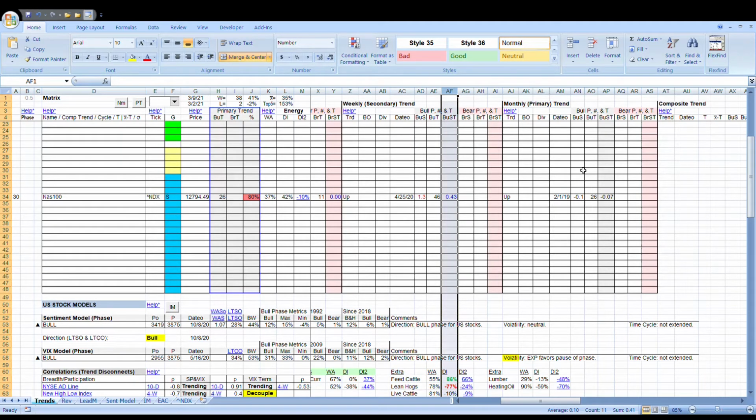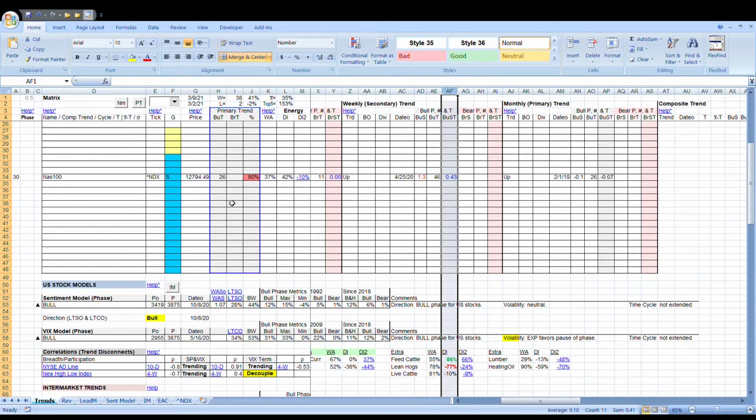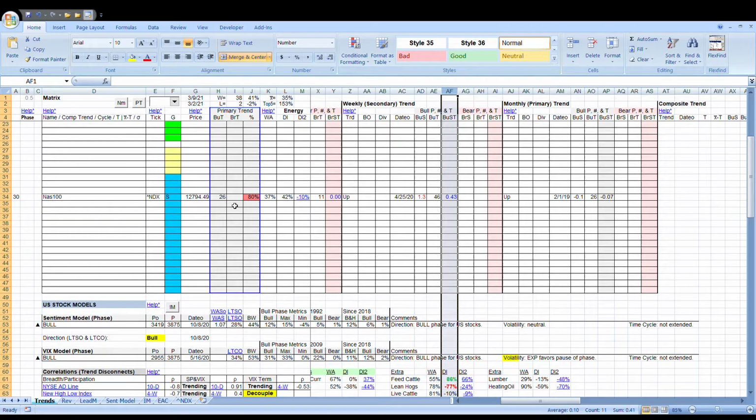The primary trend is not extended in any terms of time or price, even though 26 weeks and 80% seems like a pretty big gain for buying a primary trend flip. In terms of the NASDAQ 100, it really isn't.